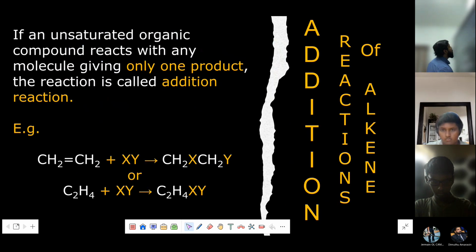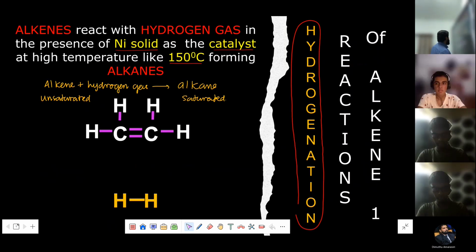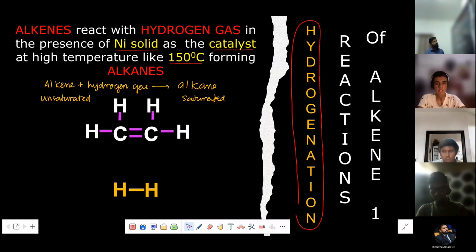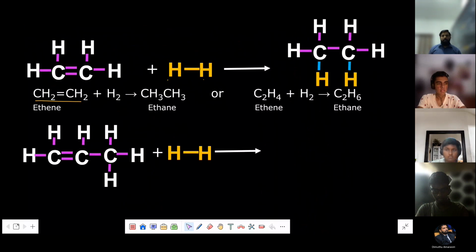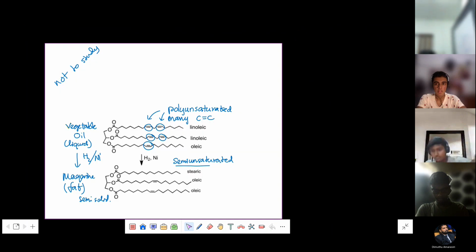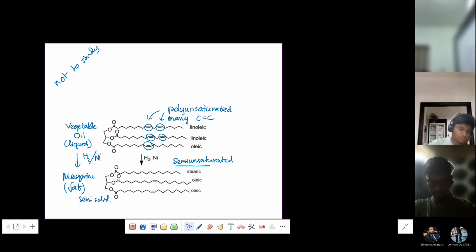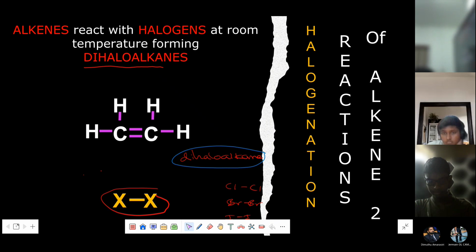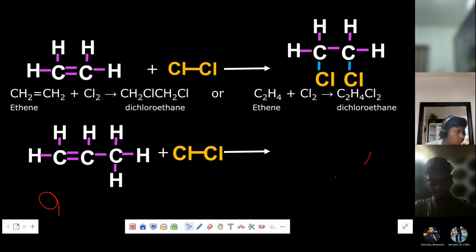On the other way around, this is the hydrogenation reaction we learned, right? Alkenes give you alkanes. And I told you this is a tasty reaction because of what? Margarine production, right? And two halogen groups can join also, giving you dichloro, dibromo alkanes.